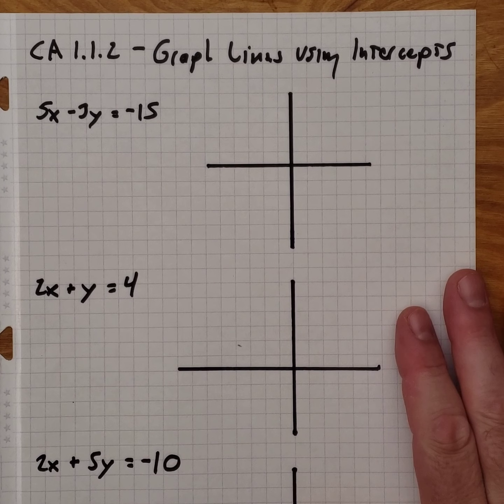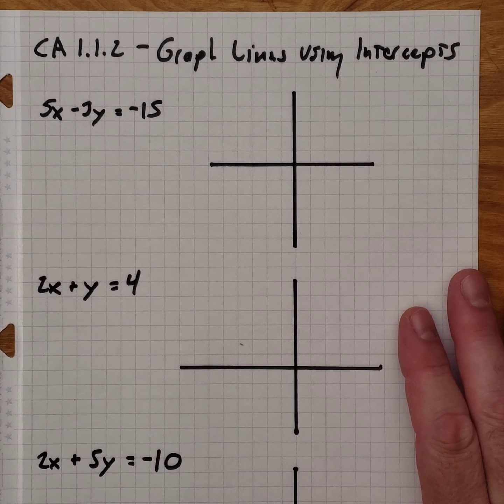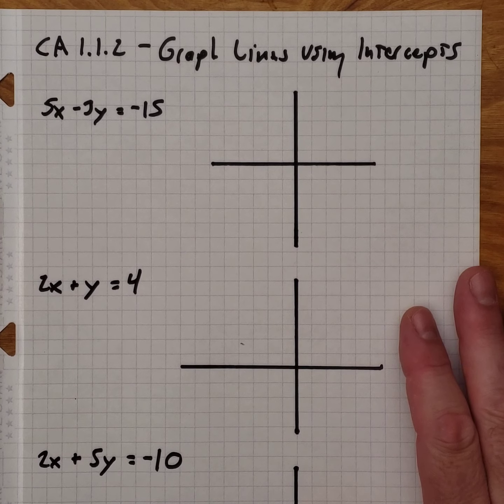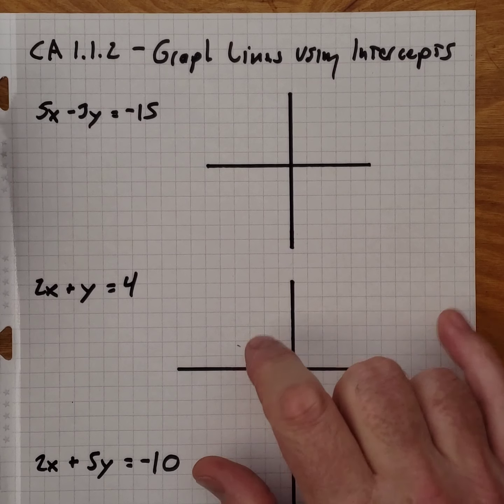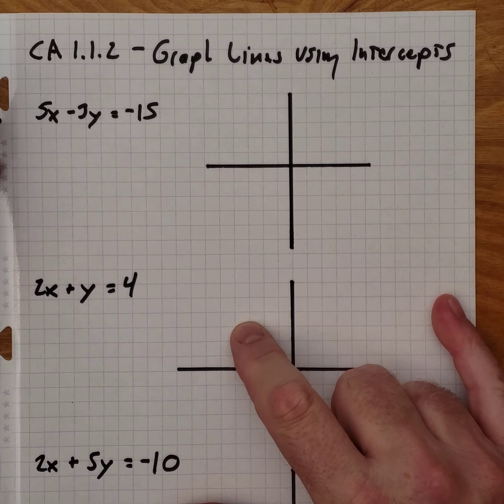If you're watching these in order, then the last one was about graphing lines using the calculator. This is a way of graphing lines that sometimes makes life a little bit easier and quicker than using the calculator. And that's by finding the intercepts of the graph and using those to graph it. Or finding the intercepts of the line and then using those.